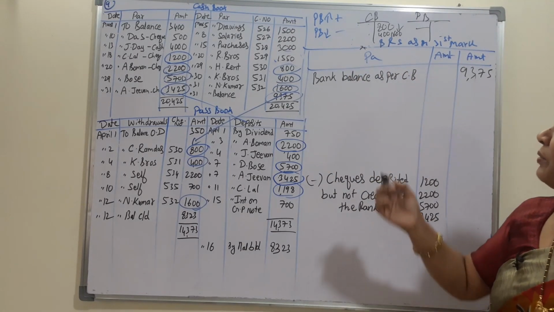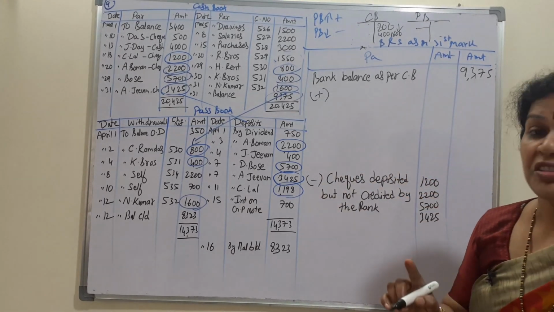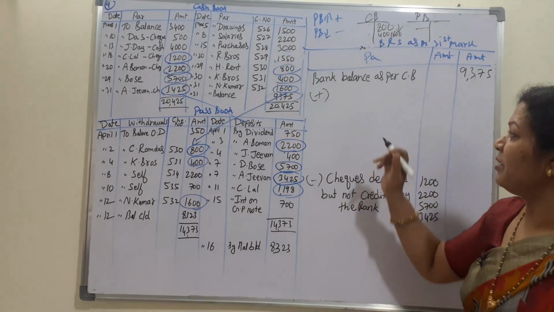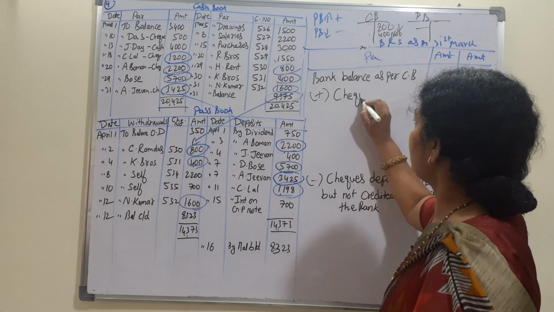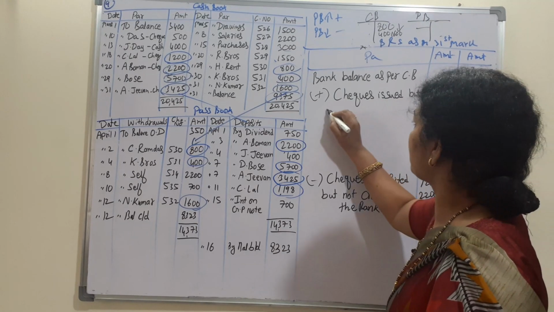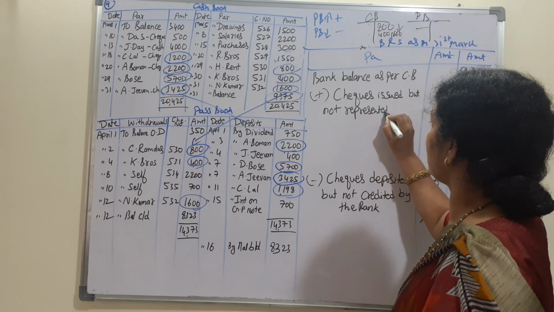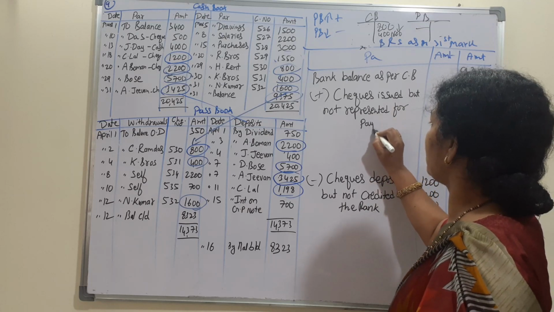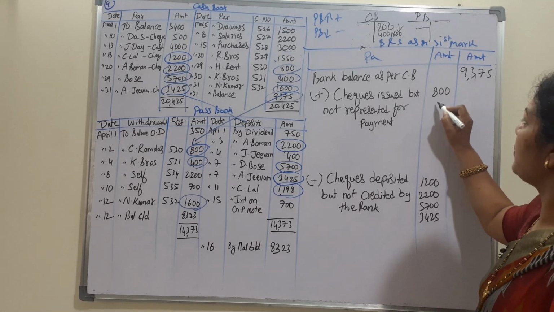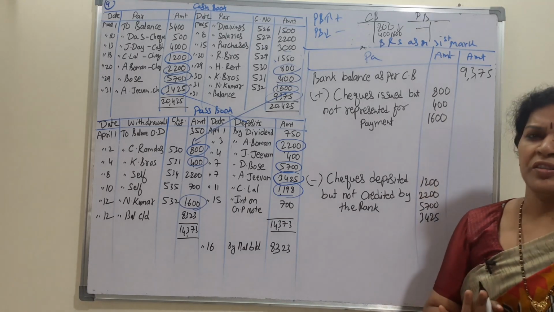When cash book decreases, passbook automatically increases. When passbook is increasing, what we have to do here? Add. So we'll add checks issued but not presented for payment. How many checks? 800, 400 and 1600. That's all, only 2 transactions.